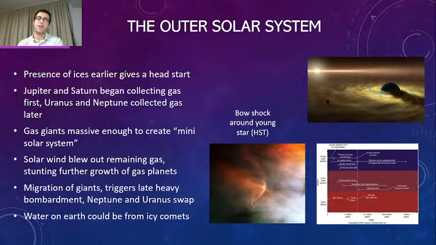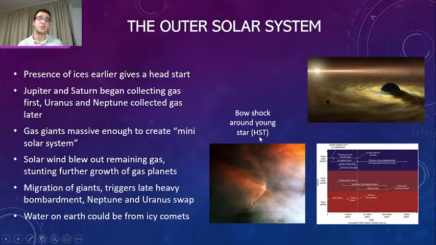Now, there is a moment where all of this stops. Remember the timeline earlier. As soon as the sun ignites, the solar wind will blow away all these gases. Now, you can see this represented over here. There's a bow shock around a young star.